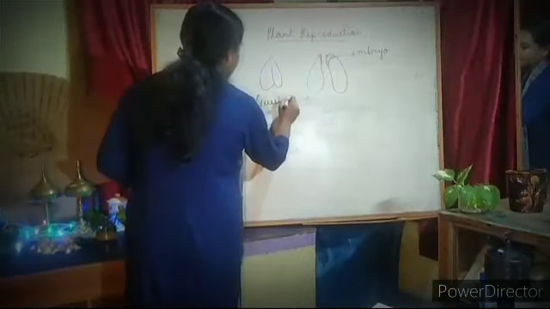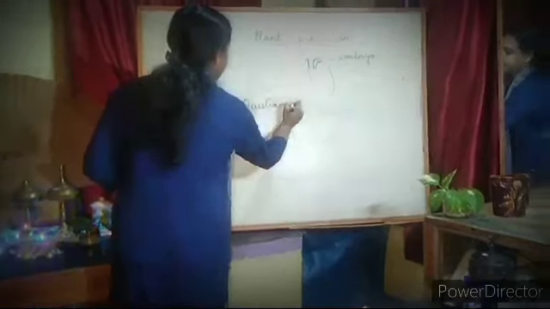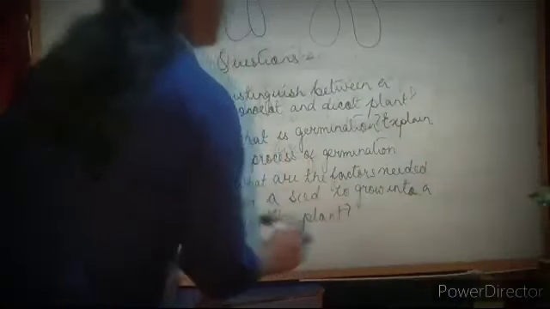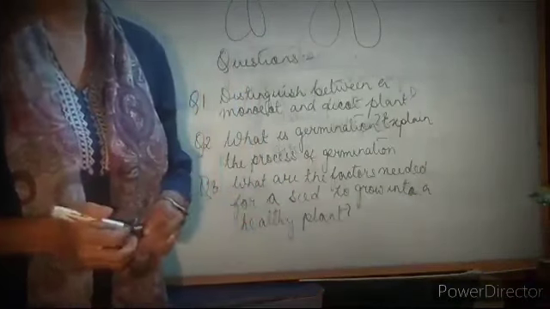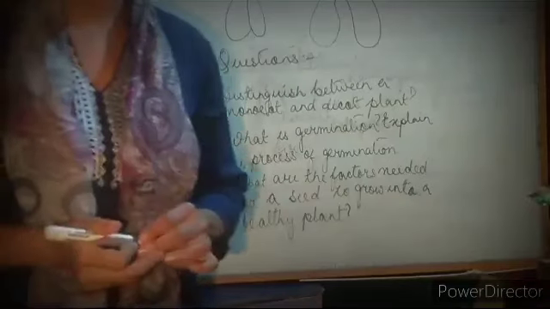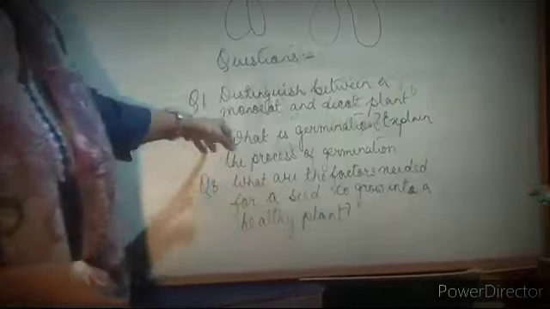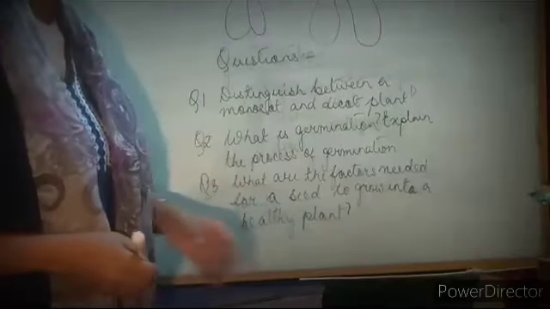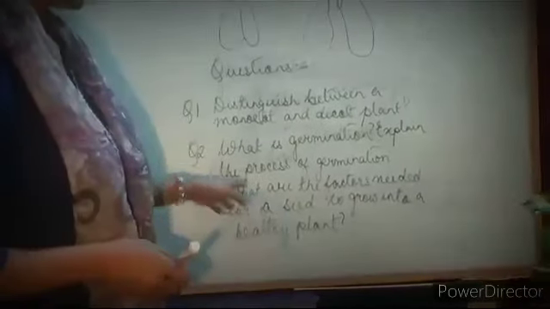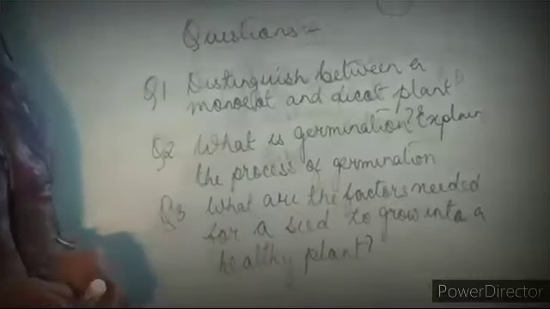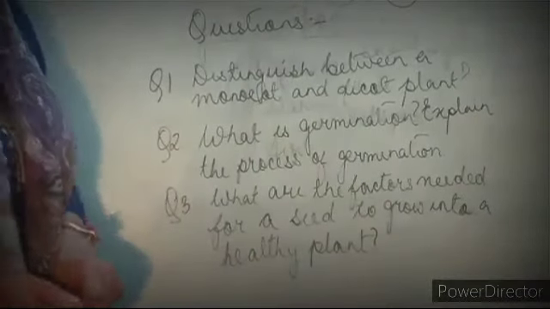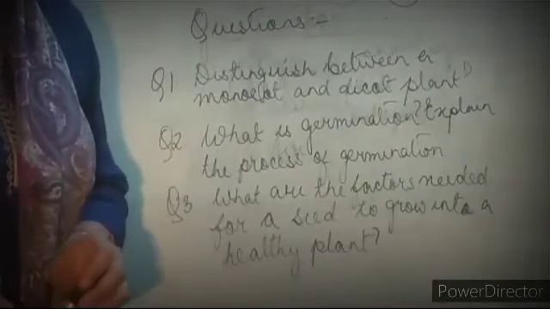So for your assignment, I hope after going through the video and the pictures provided, you will be able to answer these three questions. First, distinguish between a monocot and dicot plant. Second, what is germination? Explain the process of germination. Third, what are the factors needed for a seed to grow into a healthy plant?